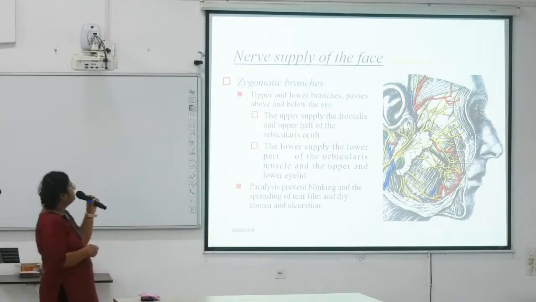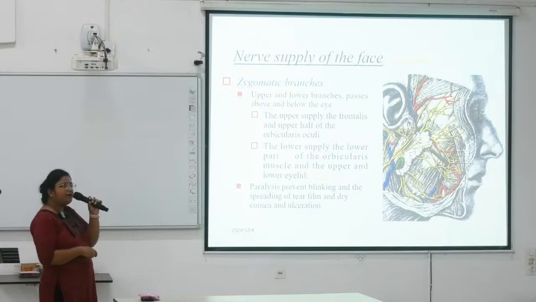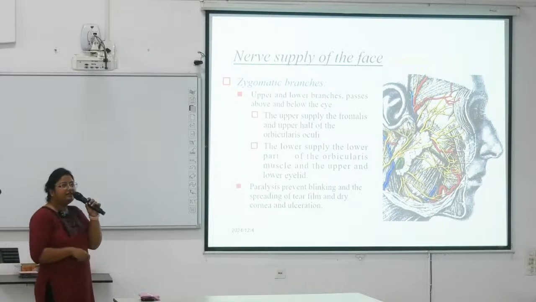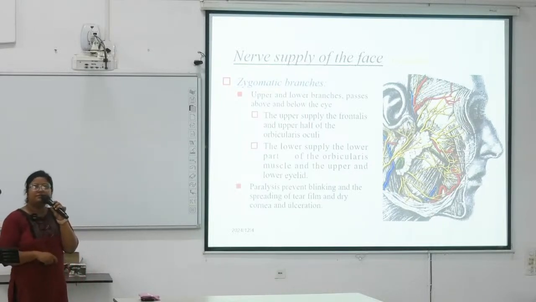Next is the zygomatic branches. Here in this region over the zygomatic arch lies this zygomatic branch. It has upper and lower branches, passing above and below the eye. The upper supplies the frontalis, the upper half of orbicularis oculi, and the lower supplies the lower part of orbicularis oculi and the upper and lower eyelid. Paralysis of this branch prevents the blinking of the eye and the spreading of the tear film, and leads to dryness of the cornea, and there will be ulceration. If dryness occurs, there will be ulceration.